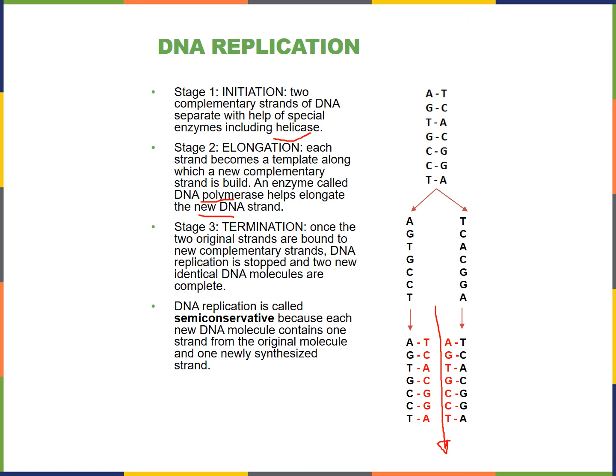DNA replication is called semi-conservative because each new DNA molecule contains only 1 strand from the original molecule and 1 newly synthesized strand. So this is the original. You elongate them, and then you add the second new strand here. So each one of the 2 DNA molecules carries 1 old strand and 1 new one.